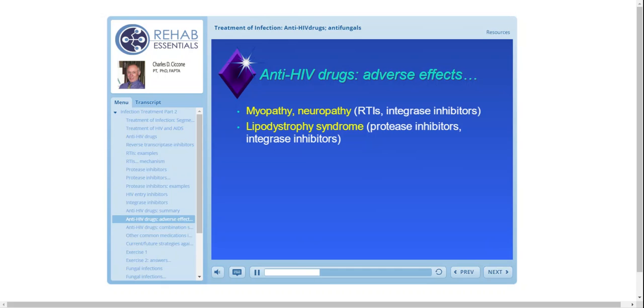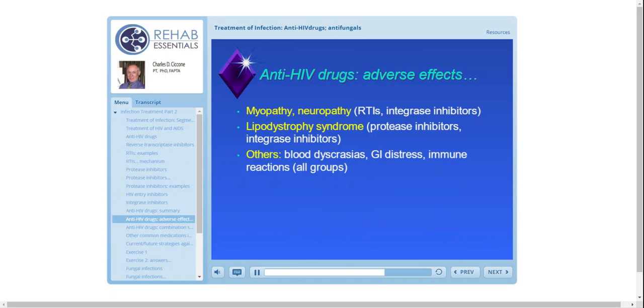Lipodystrophy syndrome is common in the protease inhibitors and the integrase inhibitors. What this involves is a large gain in body weight, an increase, especially in abdominal fat deposits, insulin insensitivity, and hyperlipidemia. It almost looks like type 2 diabetes. This was one of the big limitations when the protease inhibitors were first developed. Patients often did very well on them in terms of their anti-HIV effects, but if they had this lipodystrophy syndrome, it increased cardiovascular risk. So it took away some of the benefit of this drug from some patients.